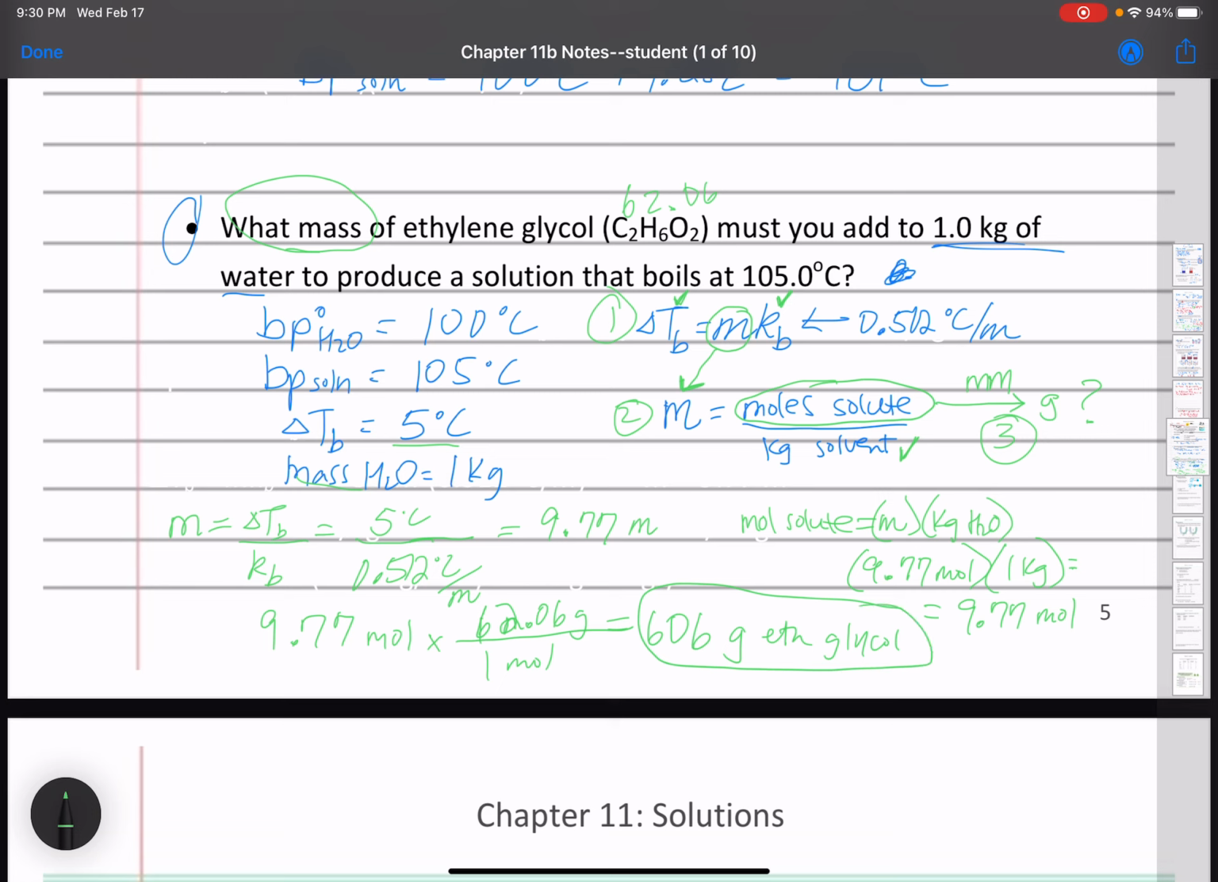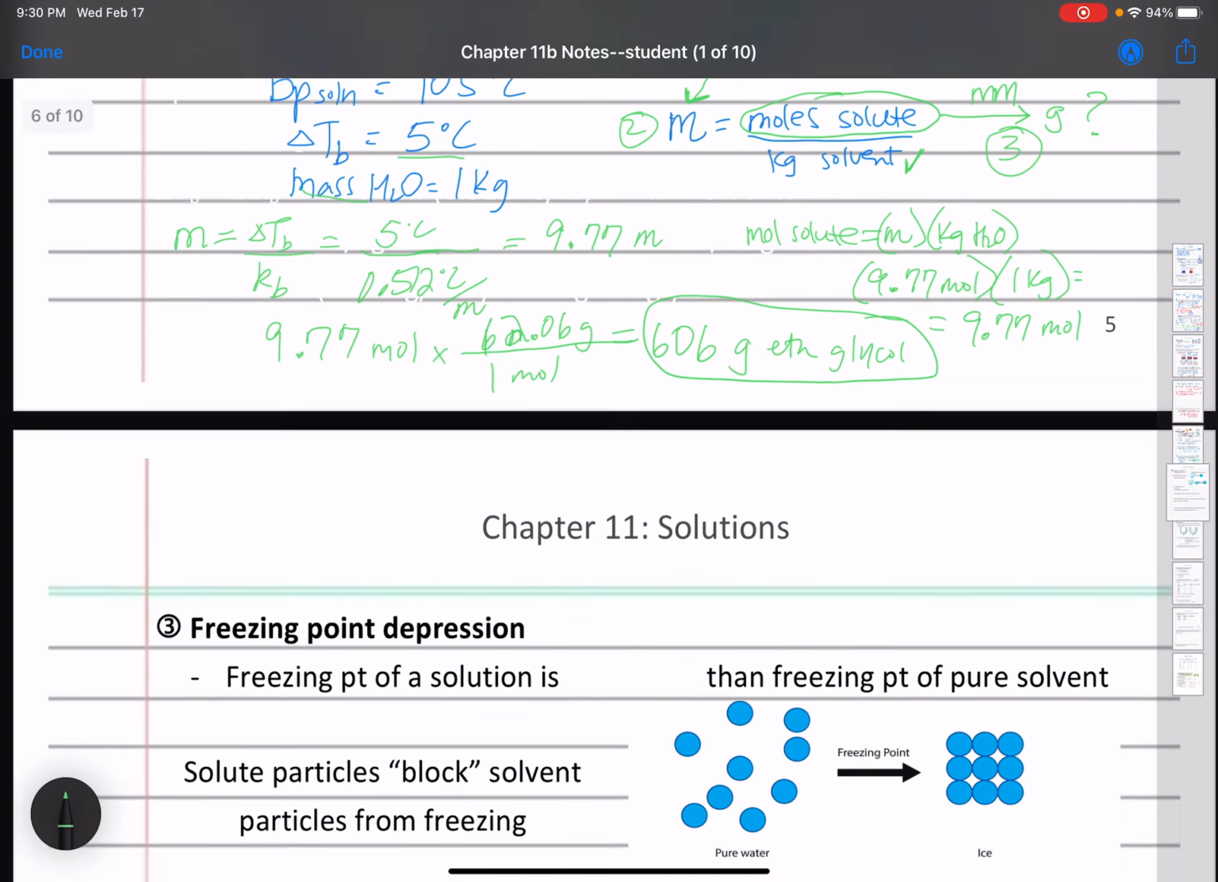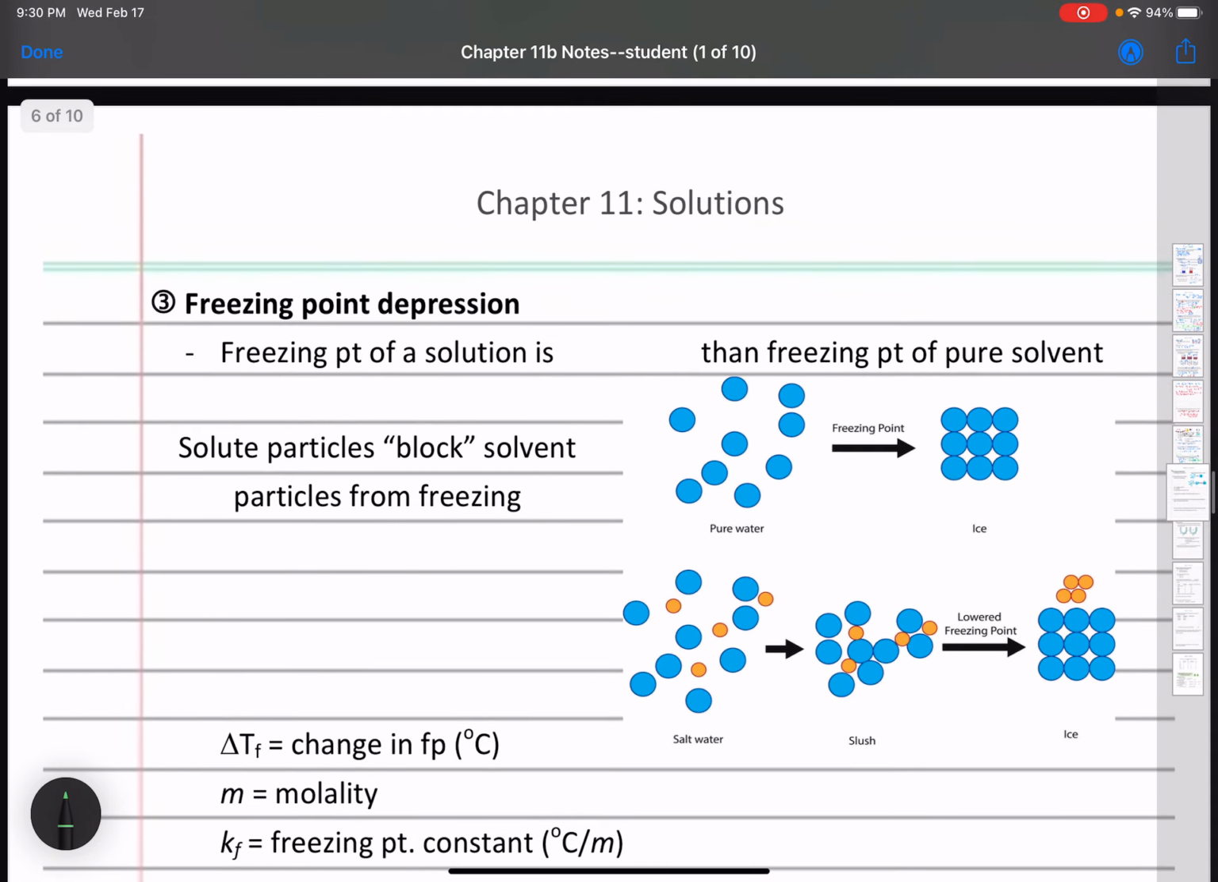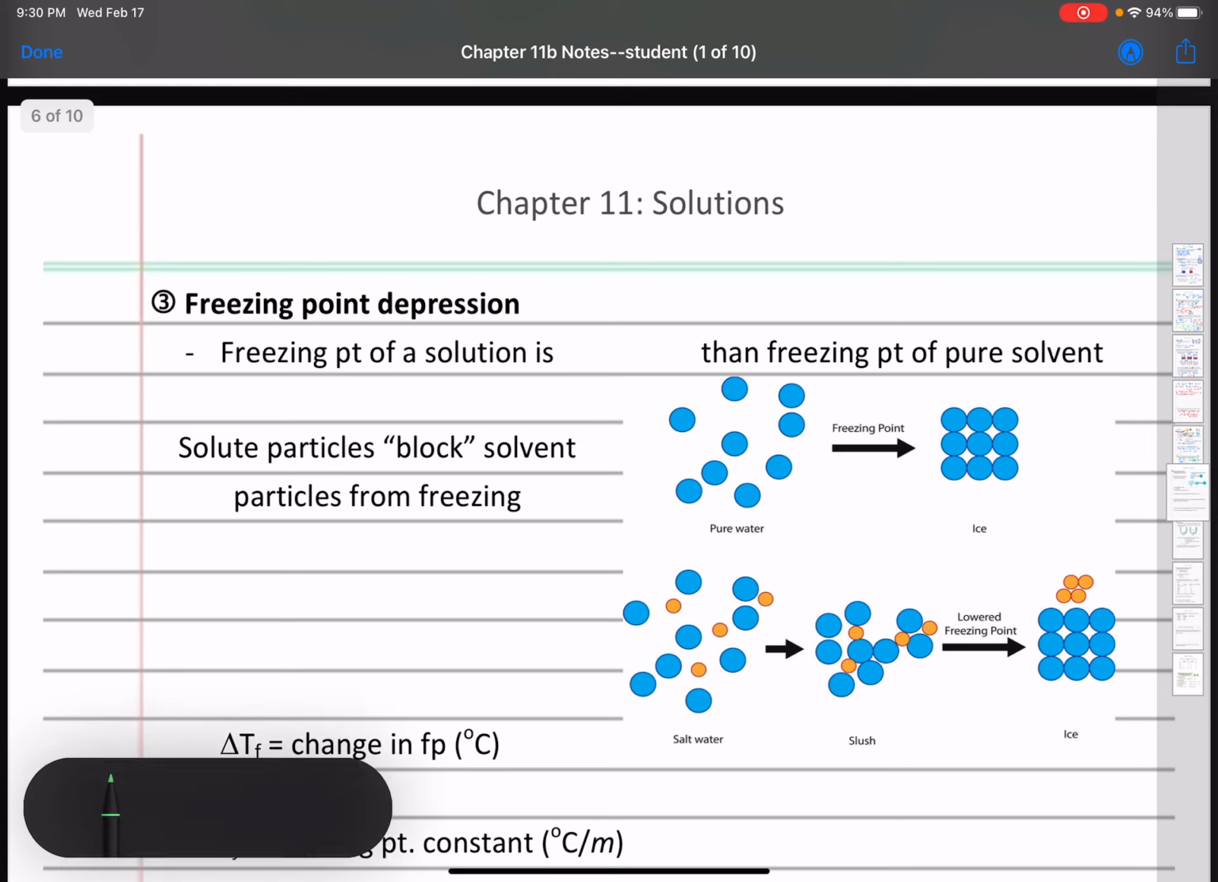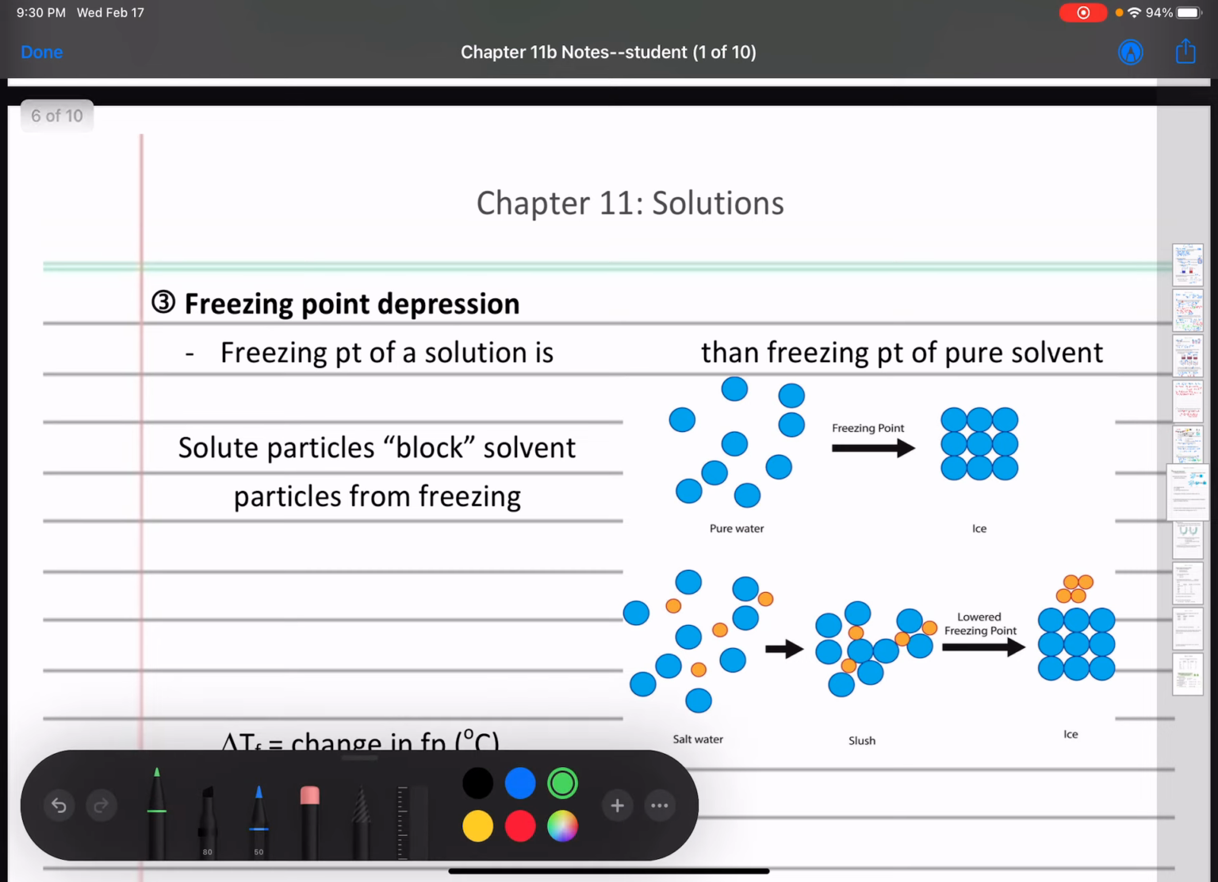So if we have a kilogram of water and we want to make a solution that will boil at a slightly higher temperature of 105 degrees Celsius, we need 606 grams of ethylene glycol to add to that water. All right, so those are boiling point elevation problems. The third colligative property is freezing point depression.